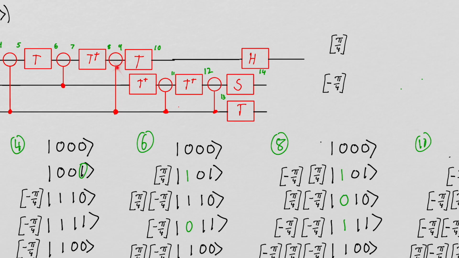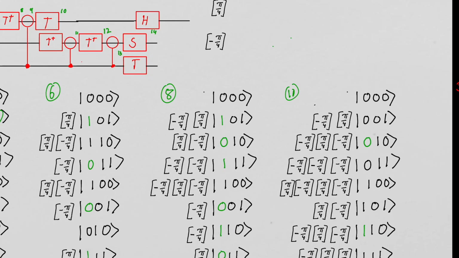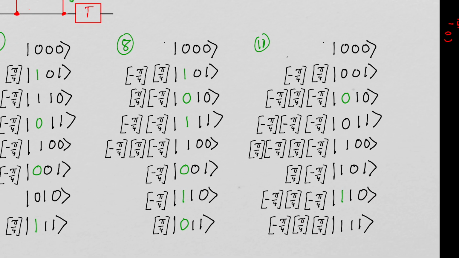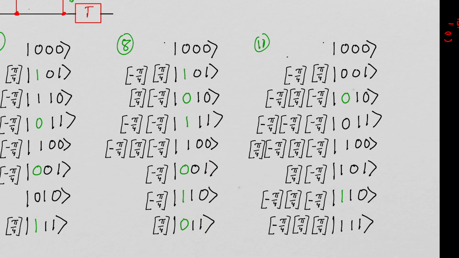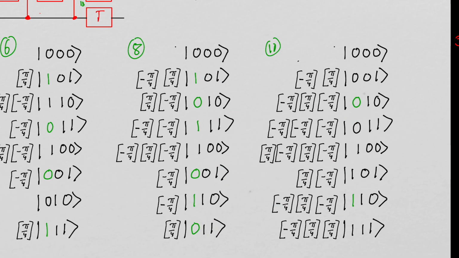I've got to do another set of bit flips, this time conditioned on bit number 3. So I will look at this. Here bit number 3 is 1, so I will flip this from a 1 to a 0. Bit number 3 is 1, flip this 1 to a 0. Bit number 3 is 1, flip that 0 to a 1. Bit number 3 is 1, flip that 0 to a 1. So that takes care of the bit flips.